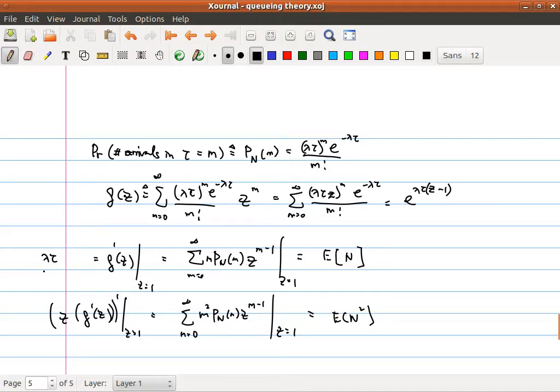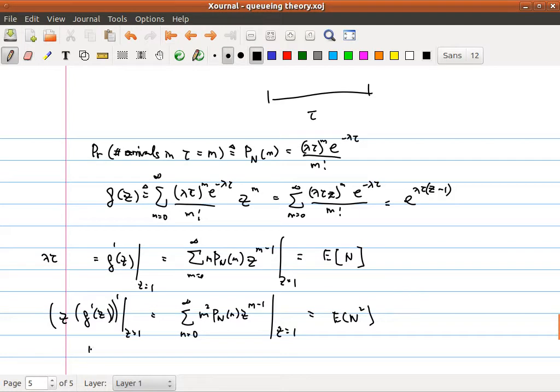It's quite reasonable. Think of lambda as the arrival rate, and we're looking at a period tau here, and we are asking on average how many packets will arrive in this period tau. Of course, this will be just lambda tau.